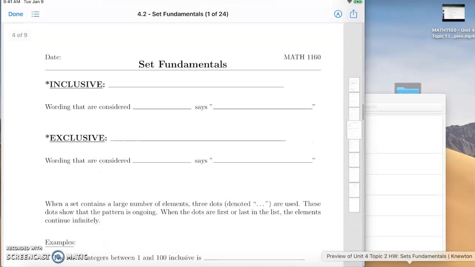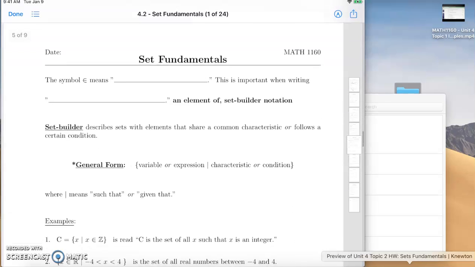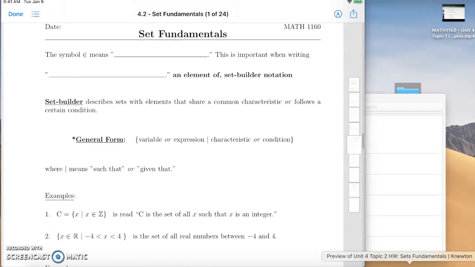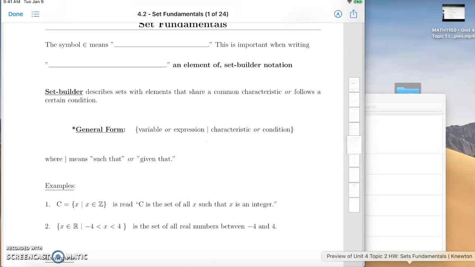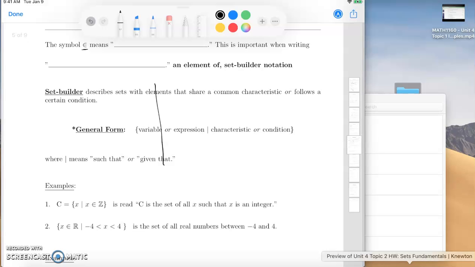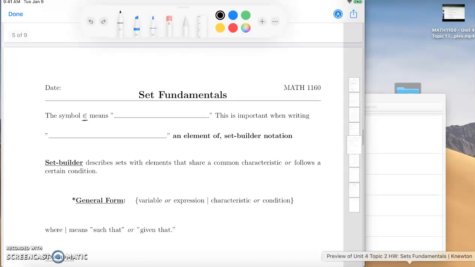Let's see what else we've got here. I think that's it to go through. Here's a little bit of set notation really quick, and this is important for the homework as well. Here this symbol represents an element of, and this is important when writing set builder notation. Element of is really important.